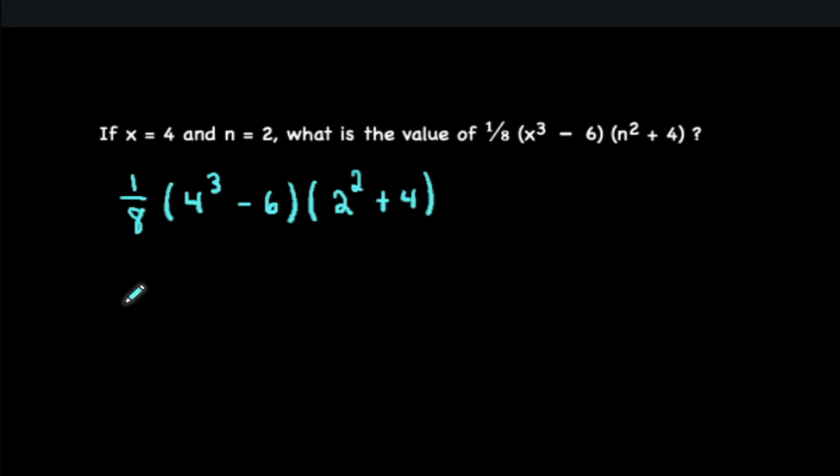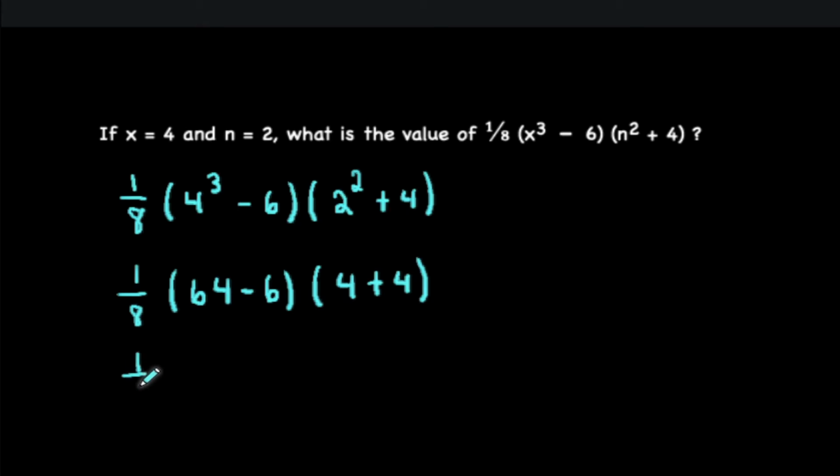Okay, so now we have to perform the operations within the group of parentheses here. However, we have to solve this exponent problem first, right? So we are simply multiplying this base of 4 3 times because the exponent of 3 is telling us to do so. So we have 1/8 times 4 times 4 times 4, which is 64, minus 6. And then we have 2 squared plus 4. So this is simply 2 times 2, which is 4, plus 4. So now we can subtract in this first group of parentheses and then add in the second group of parentheses.